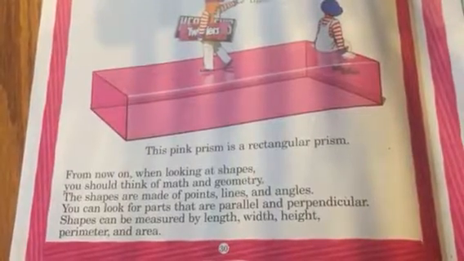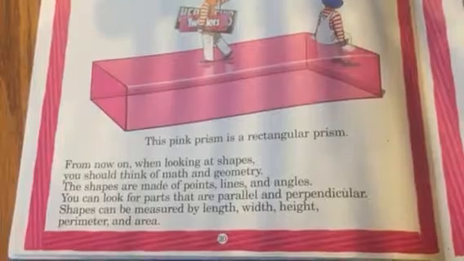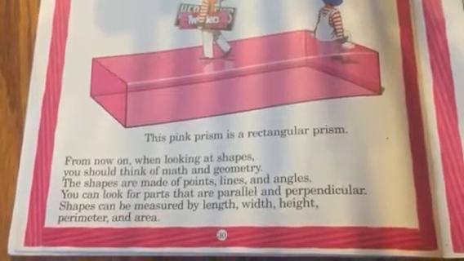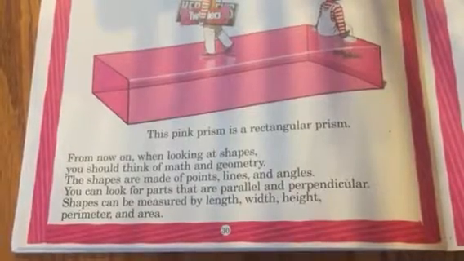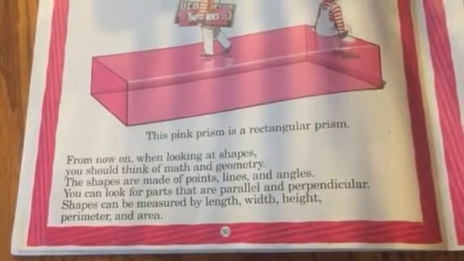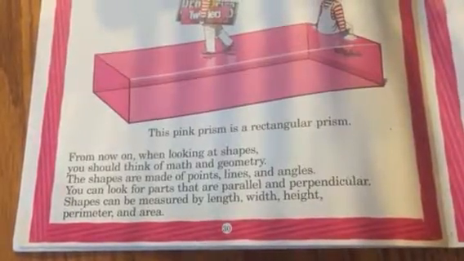From now on, when looking at shapes, you can think of math and geometry. The shapes are made of points, lines, and angles. You can look for parts that are parallel and perpendicular. Shapes can be measured by length, width, height, perimeter, and area.